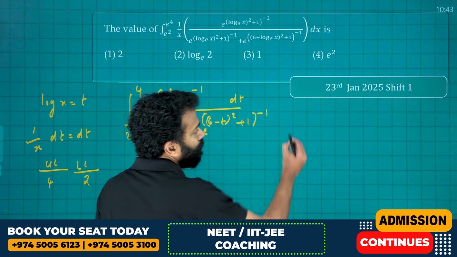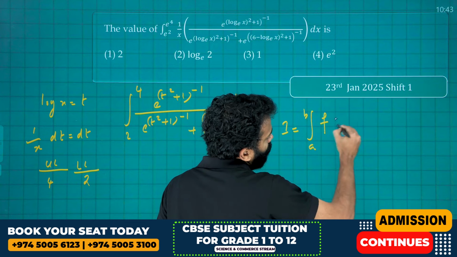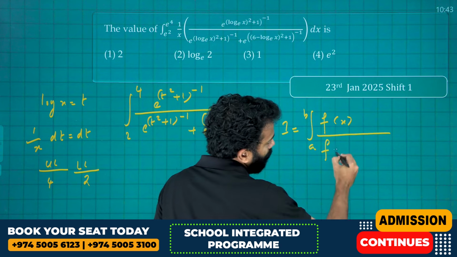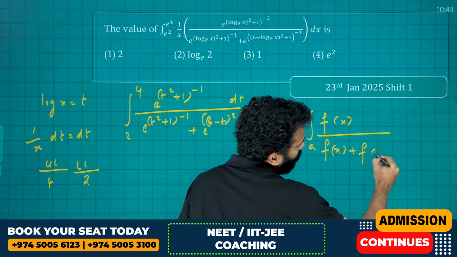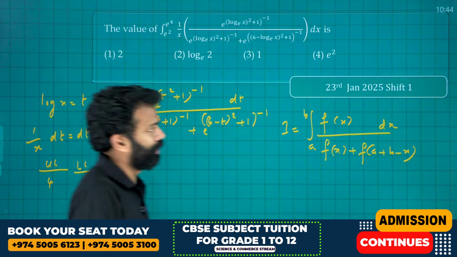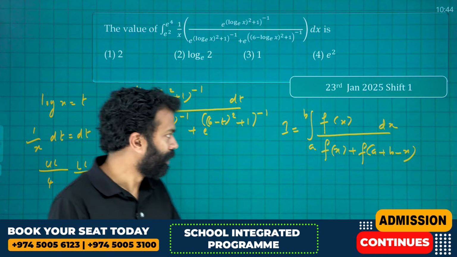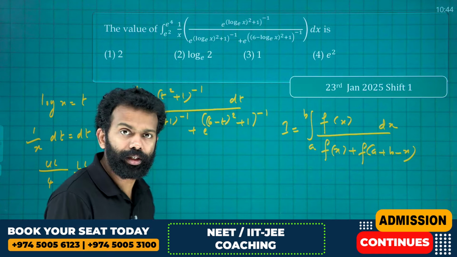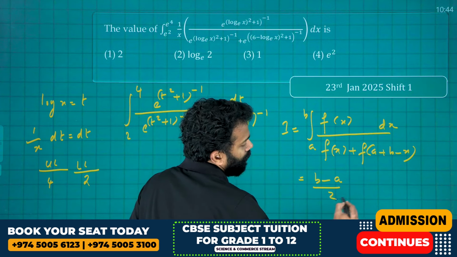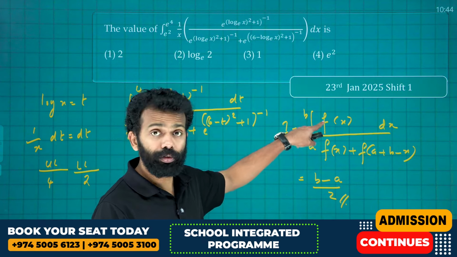See, if I is in the form integral a to b of f of x divided by f of x plus f of a plus b minus x, dx, what is the answer for this one? If the integral is like this, then what is the final answer? It's a very direct question actually. If the integral is in this form, the final answer will be just upper limit minus lower limit divided by 2.